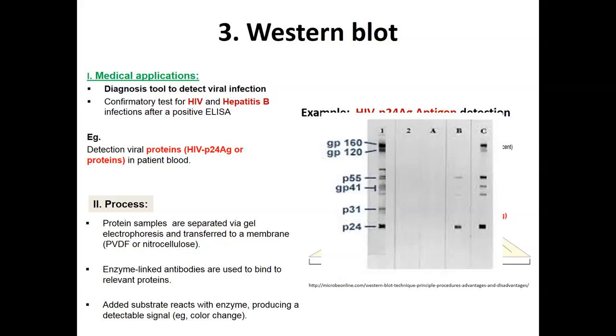So you know for sure: you run the known HIV proteins, and then you run your patient next to them, and if the patient shows the same protein expression, it means the virus is present. Is that clear? Okay, good.